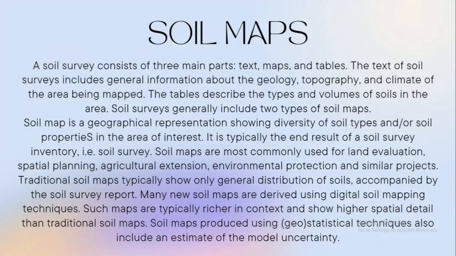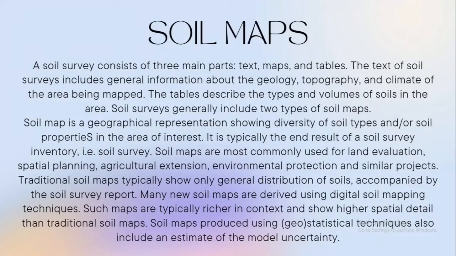Soil map. A soil survey consists of three main parts: text, maps, and tables. The text of soil surveys includes general information about the geology, topography, and climate of the area being mapped. The tables describe the types and volumes of soils in the area. Soil surveys generally include two types of soil map. A soil map is a geographical representation showing diversity of soil types and or soil properties in the area of interest. It is typically the end result of a soil survey inventory.